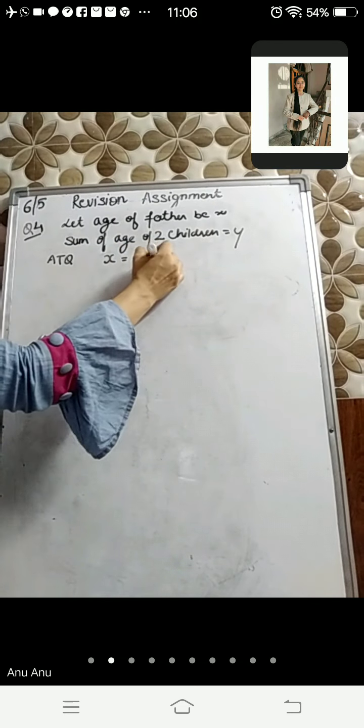So according to the question, the first condition is the age of the father is twice the sum of the ages of the 2 children. So your first condition is x minus 2y equal to 0. This is your first equation.